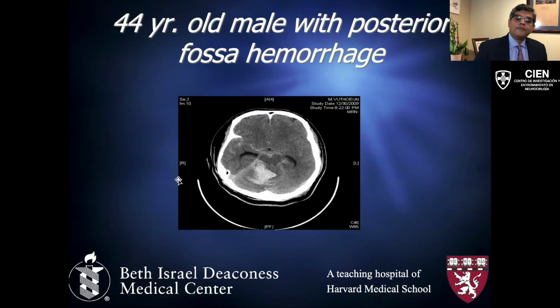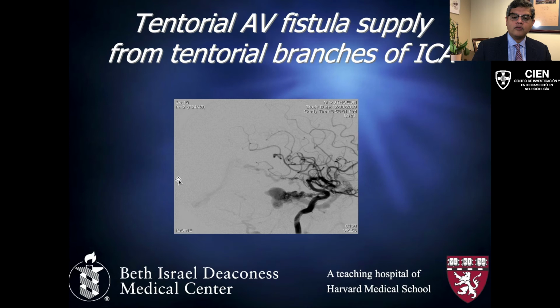Now, this is another 44-year-old male who came in with a posterior fossa hemorrhage that required both embolization and surgery. The patient comes in with a hematoma, so we did surgery to evacuate it. And then what you realize is a lot of that fistula was supplied by the tentorial branches. And this is what I was telling you earlier. The tentorial branches seem to be very complex, and getting through all these tortuous vessels to embolize it is hard. And you can see the draining vein is going into the deep venous drainage, and you can see the straight sinus filling up here, the vein of Galen and the straight sinus.